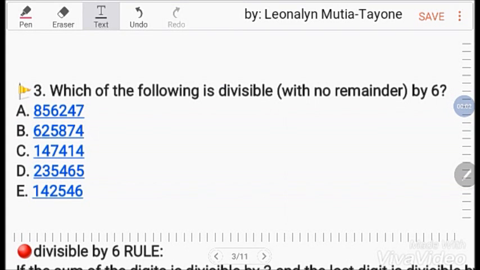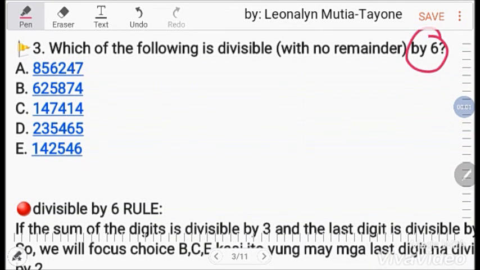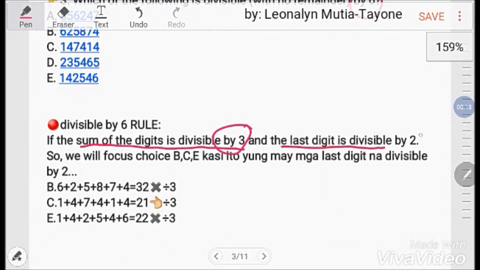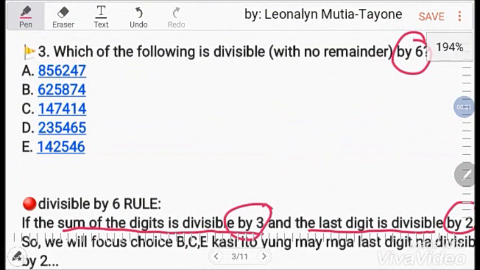Next, which of the following is divisible without remainder by 6? How to answer this as fast as you can para hindi ka maubusan ng oras? Ganito ang rule ng divisible by 6. If the sum of the digits is divisible by 3, and the last digit is divisible by 2. Sa choices, ang mga last digit muna, ito ang divisible by 2. Last digit ba? Divisible by 2. So, erase mo na yan. Mag-focus tayo sa choices B, C, and E.